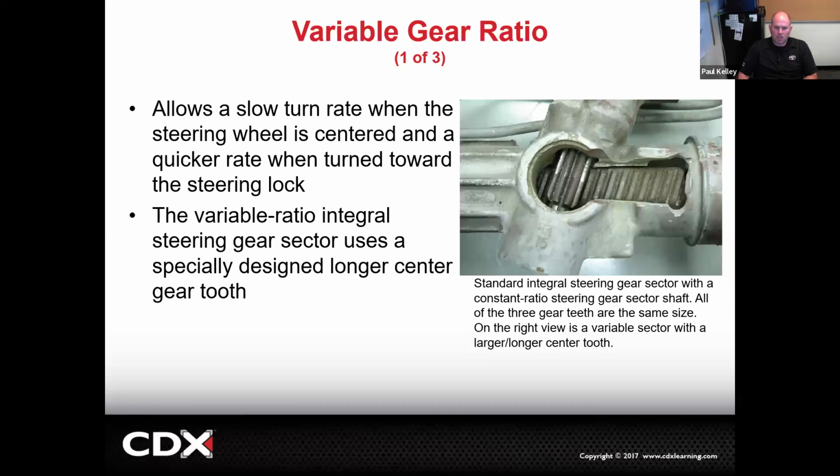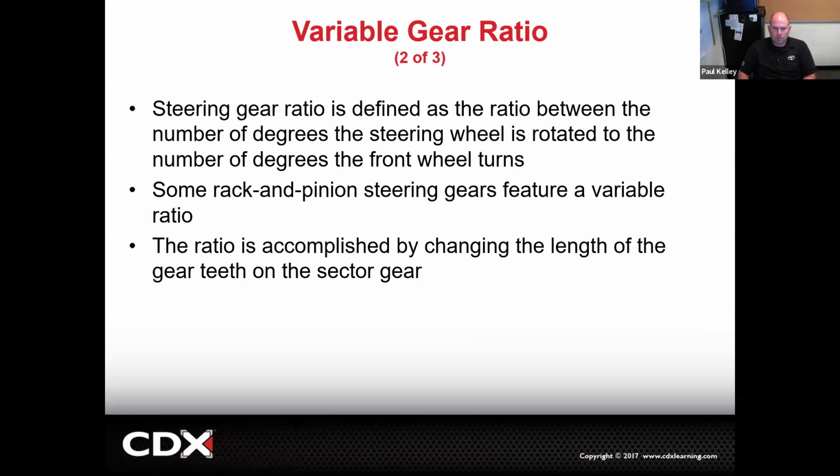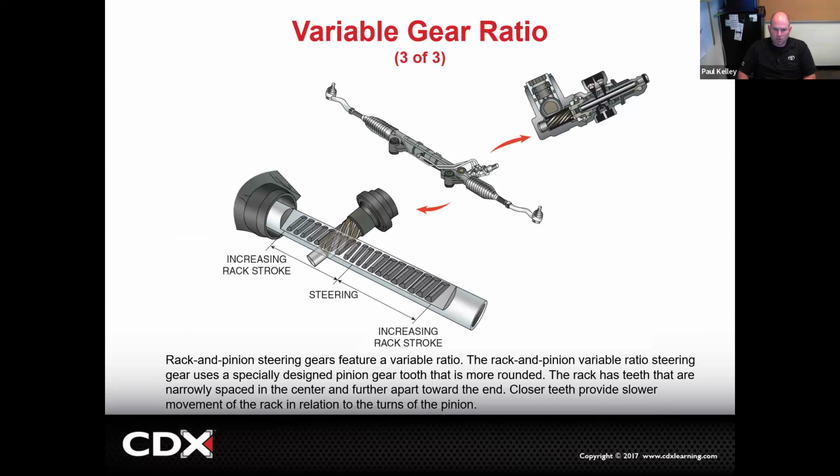They can do this in a lot of different ways. In this case, they're really using the longer center gear tooth. So it's all got to do with these teeth on the pinion. Again, we talked a lot about the gear ratio. This one happens to vary. So if you look at these teeth in the middle are nice and fine, and towards the outside, they get bigger and bigger and bigger.